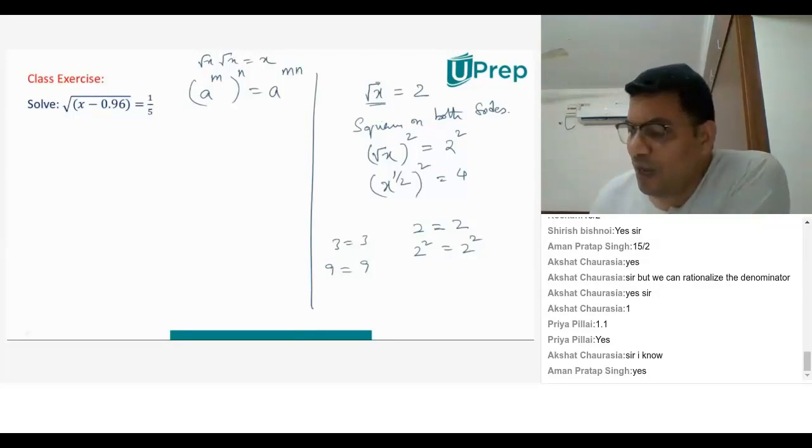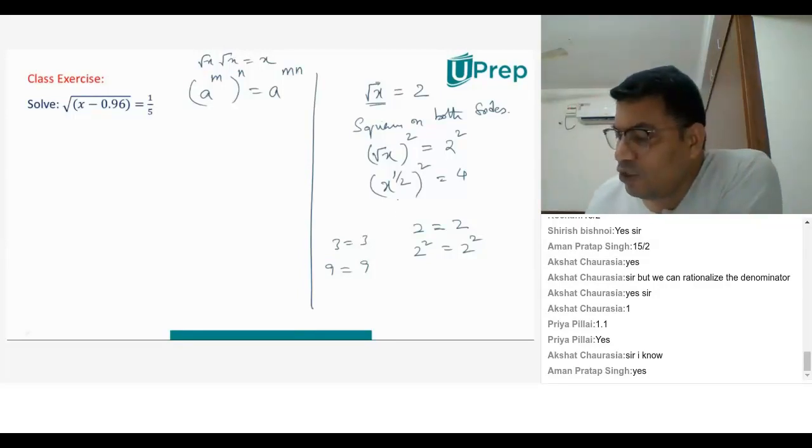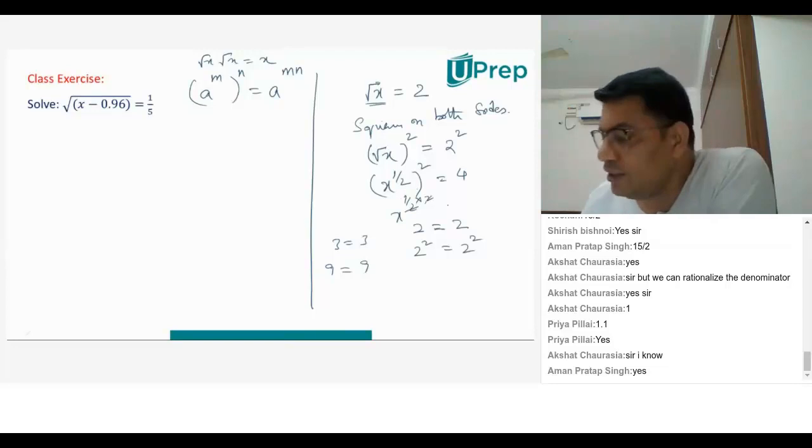So x to the power of 1 by 2 whole square will be x to the power of 1 by 2 into 2. So 1 by 2 into 2, 2 ones are 2, will be 1. So your x is equal to 4. That gives you the value of x.